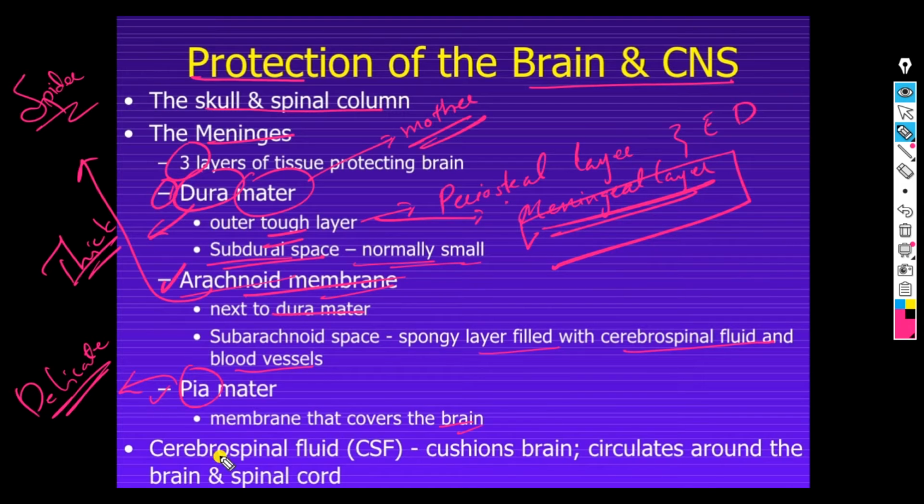CSF acts as a cushion for the brain and circulates around the brain and the spinal cord. It is formed from the choroid plexus. The choroid plexus forms in all ventricles of the brain.